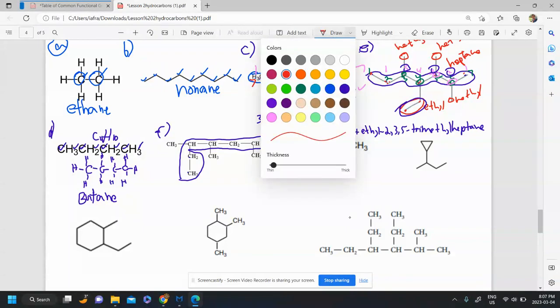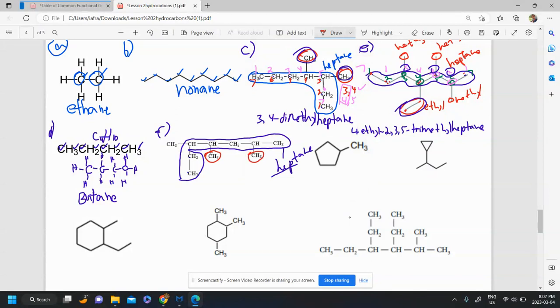Now we're going to circle our substituents. 1, 2, 3 substituents. All methyls, which is nice and easy. We have to figure out where we're numbering from. We can number from two areas, starting from here or starting from here. Let's choose a direction and just experiment and see which one's the best. So 1, 2, 3, 4, 5, 6, 7.